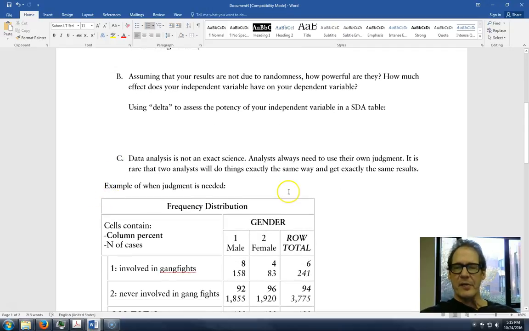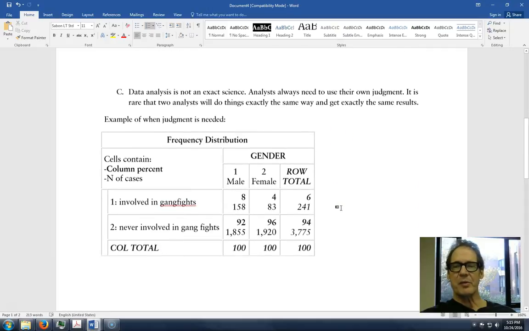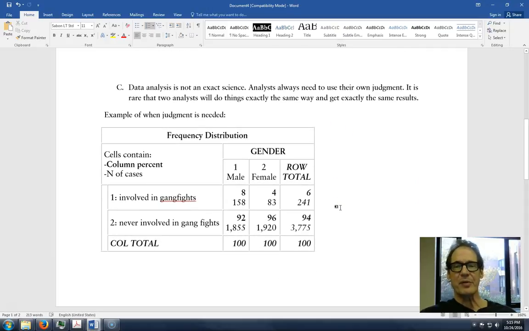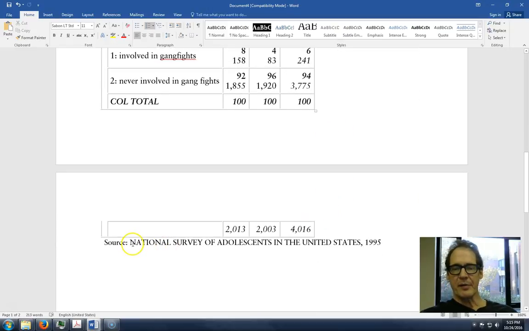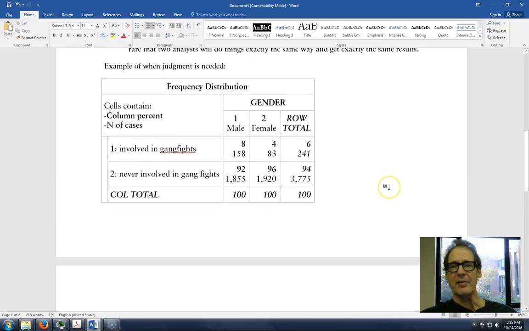Part C, data analysis is not an exact science. Analysts always need to use their own judgment. It's rare that two analysts will do things exactly the same way and get exactly the same results. Here's a table I made for you from a survey called the National Survey of Adolescents in the United States. It was conducted back in 1995.